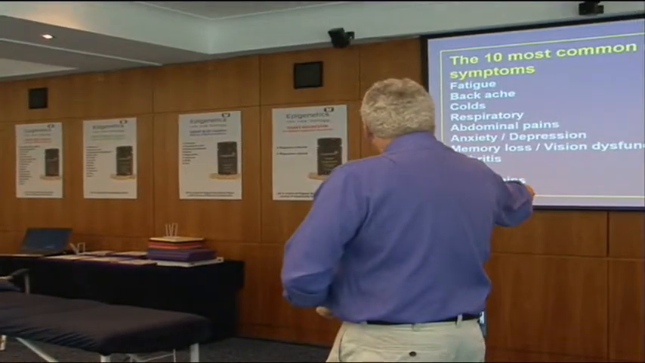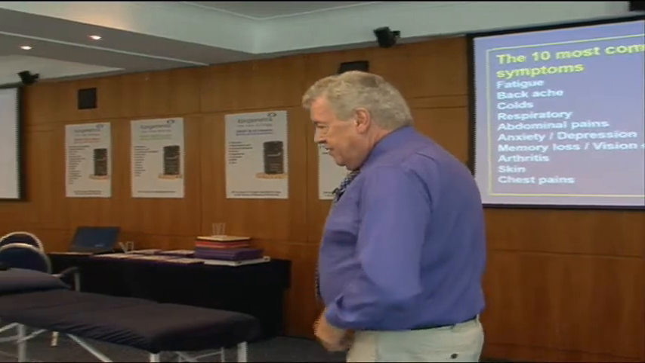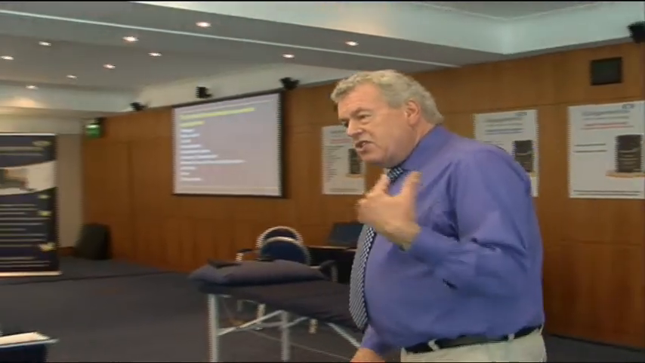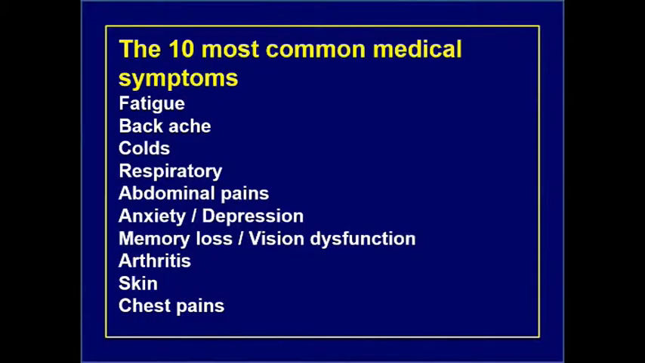Arthritis, skin problems, and followed by chest pains. Okay? So that probably doesn't surprise you very much. On the other hand, perhaps some of them, like the fatigue and the backache, are surprising, but you'll notice that basically you're looking at pain, muscle fatigue, in other words, symptoms of low energy, low immune system, okay, with colds and respiratory problems, anxiety and depression due to changes in brain chemistry, memory loss again, and visual problems, which may well be due to lack of energy of the neurons firing correctly.